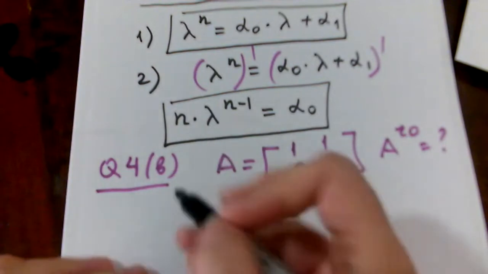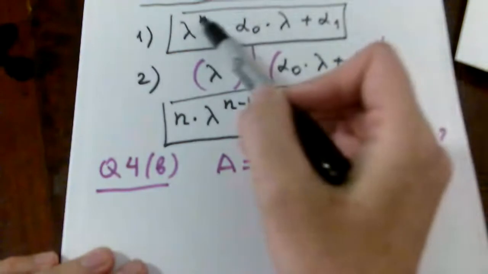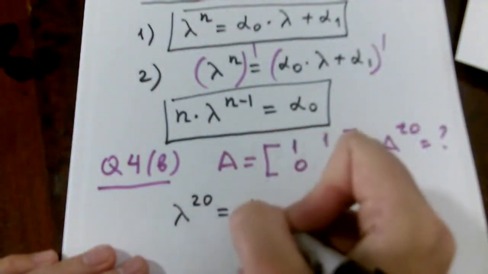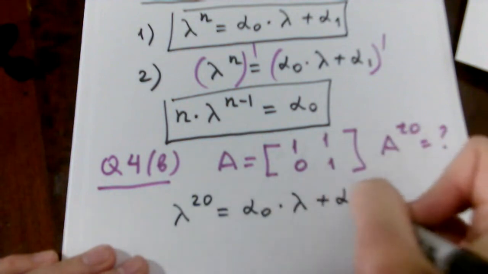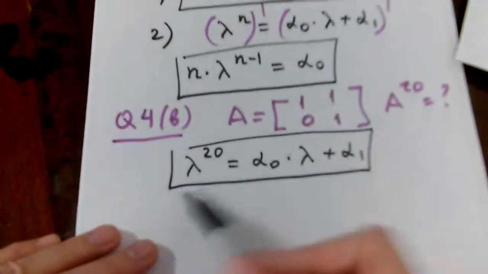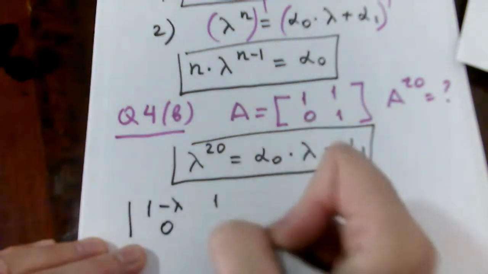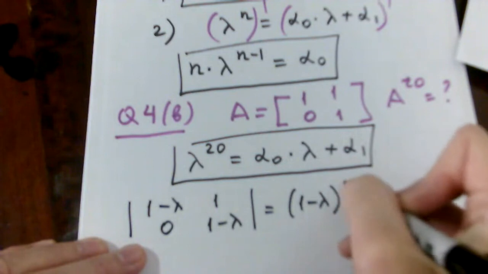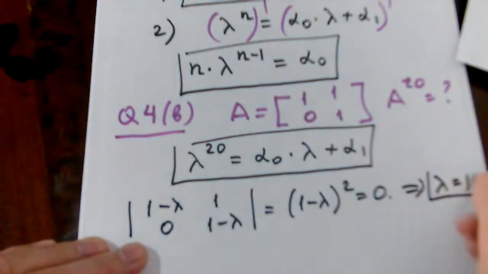So what do we need now? We need our central equation. I'm going to rewrite it from here, but substituting 20 instead of n. So lambda to the 20 is equal to alpha 0 times lambda plus alpha 1. I'm doing it too early. I need to find my lambdas first, of course. Let's do it quickly: the determinant of 1 minus lambda, 0, 1, 1 minus lambda. Look at this: 1 minus lambda squared is equal to 0. You immediately see that you have only one lambda, of course.